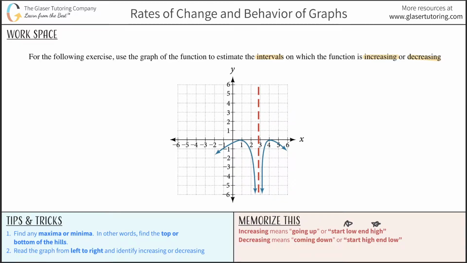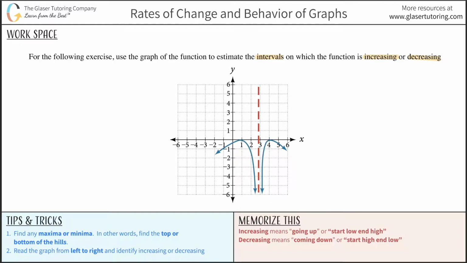Think about a bank account. Start with a little money, end with a lot of money. Your bank account increased. Right? Similarly with the term decreasing, right? That means coming down, aka you started with a lot and you ended with a little. Okay? So now what we need to do is apply this terminology to the graph.